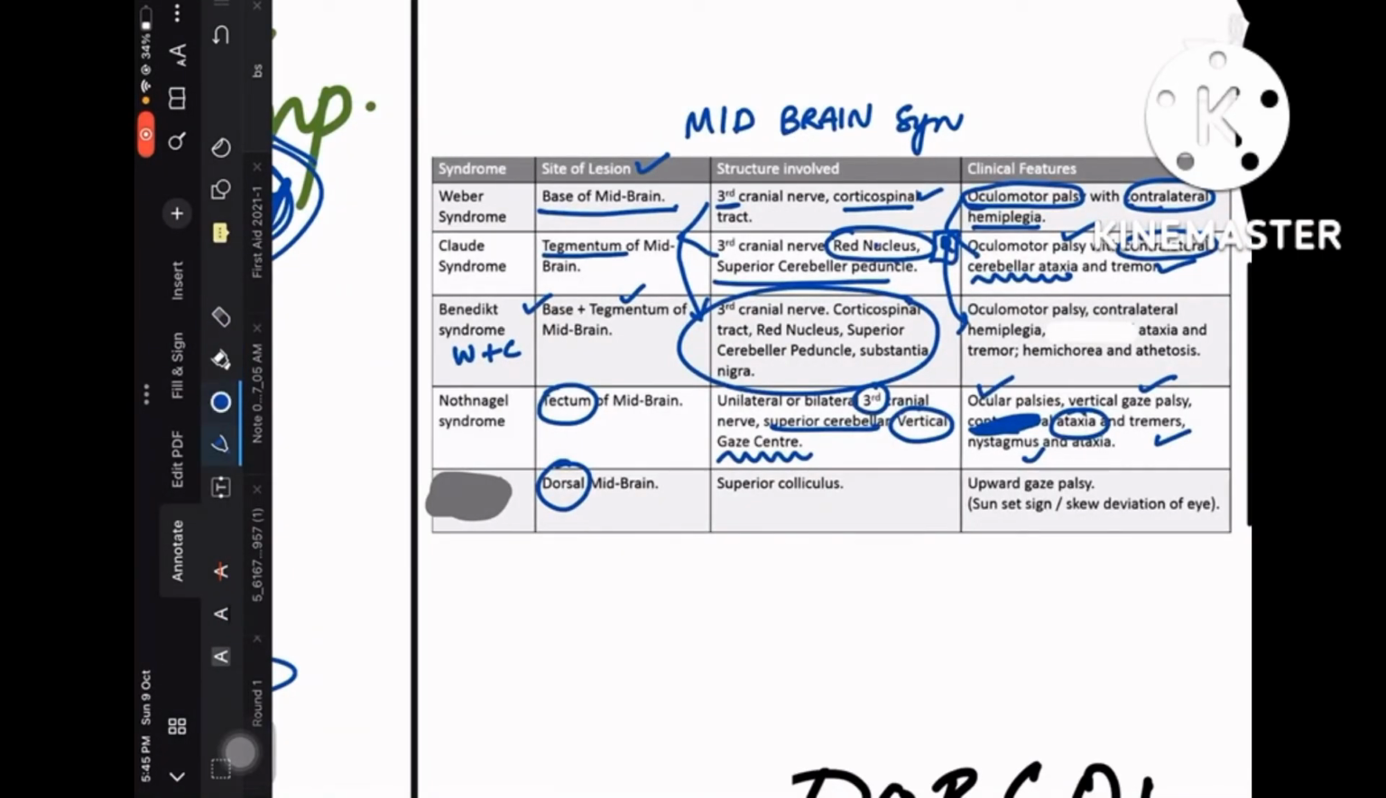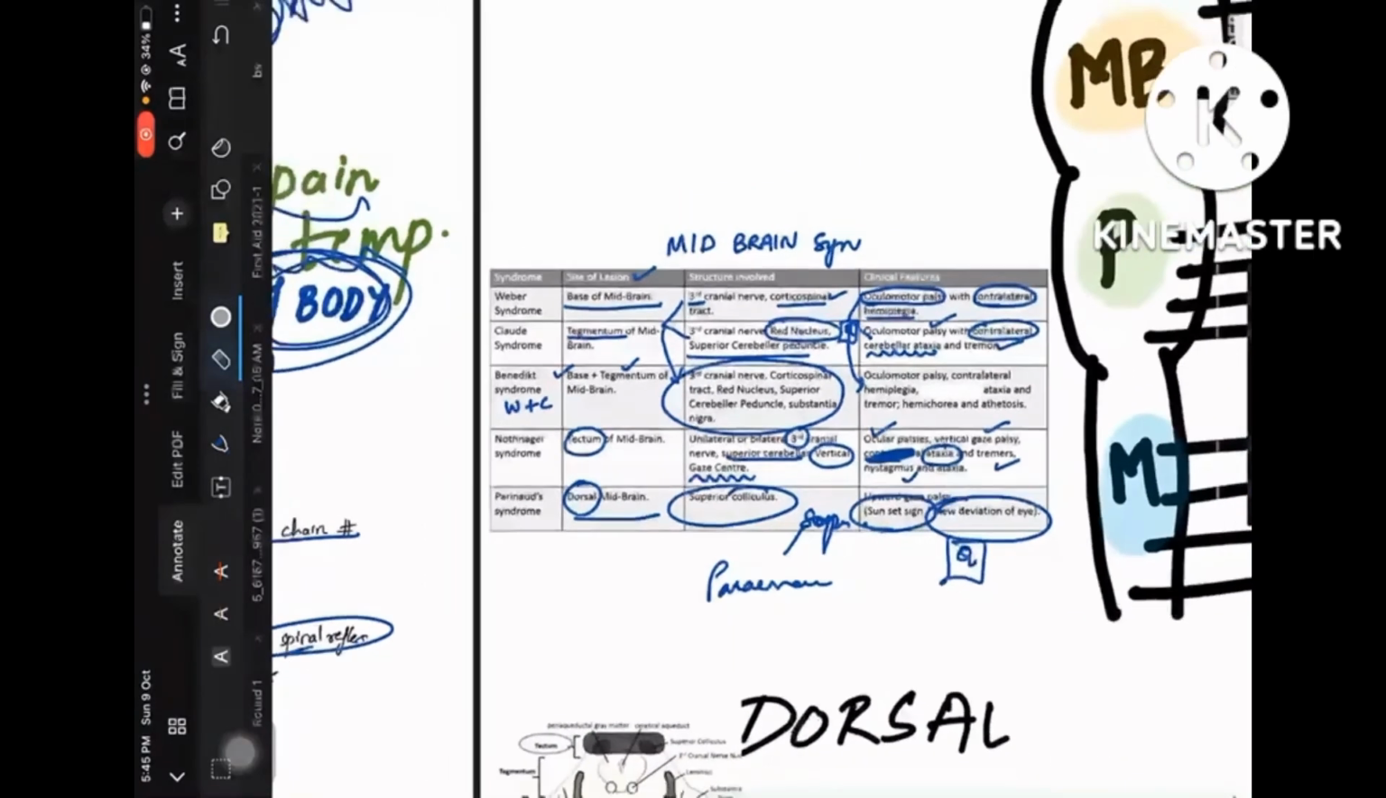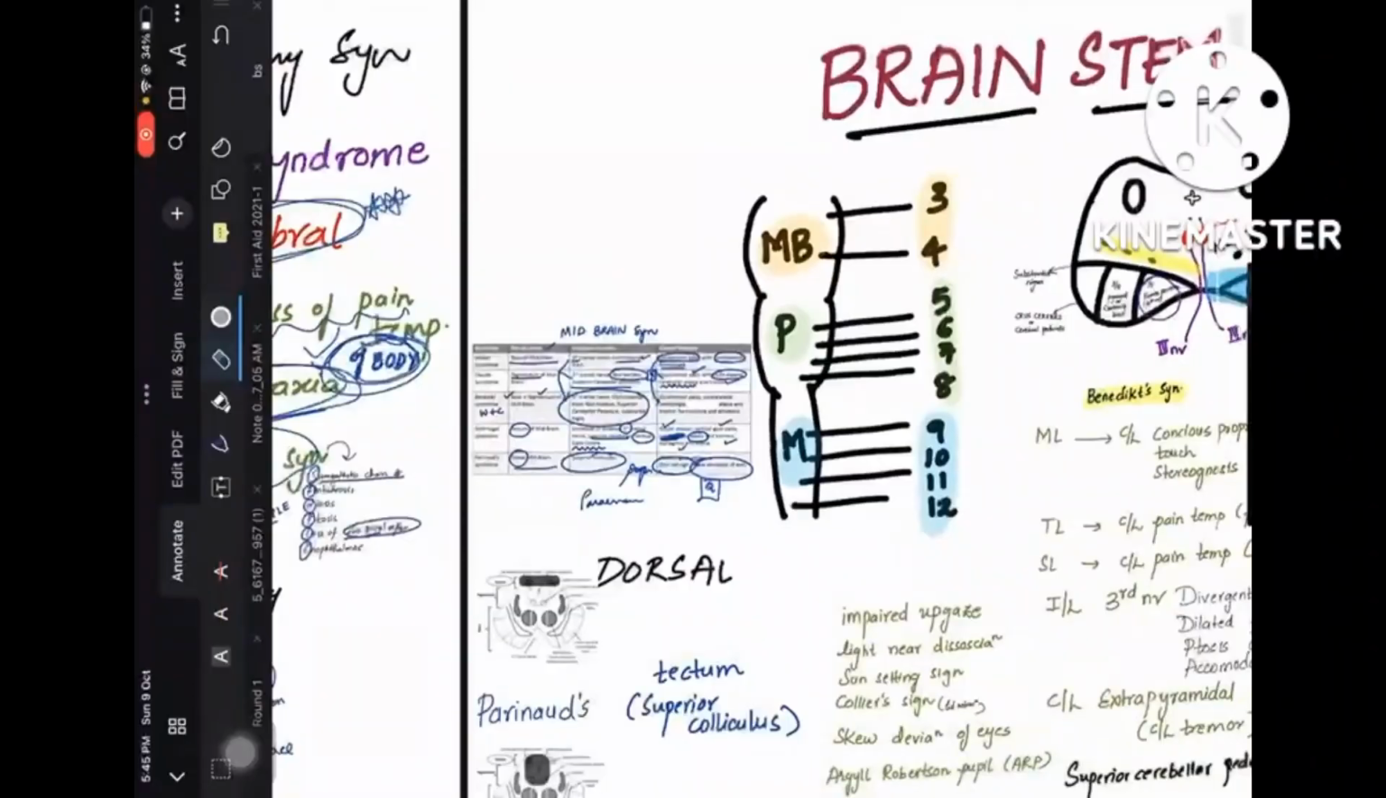Coming to the last one, dorsal midbrain is involved, superior colliculus. This itself is a clincher point. Superior colliculus is about Parinaud syndrome, sunset sign, skew deviation of eye. All these are the clincher words which should lead you towards the diagnosis of Parinaud syndrome. So this completes the midbrain syndromes.